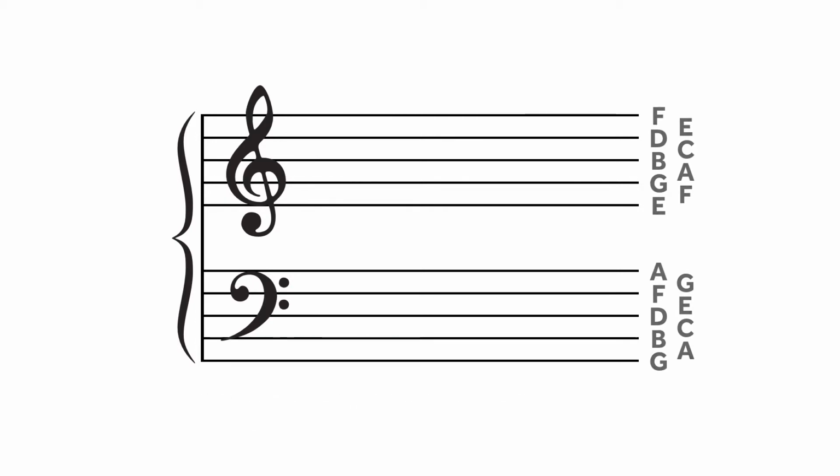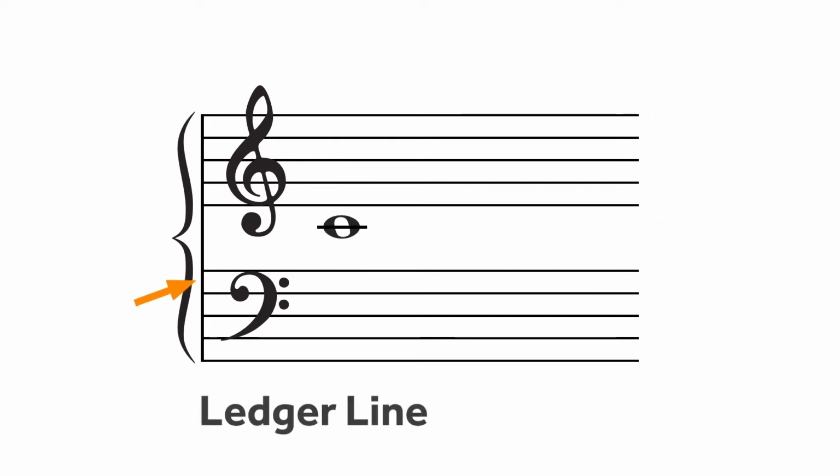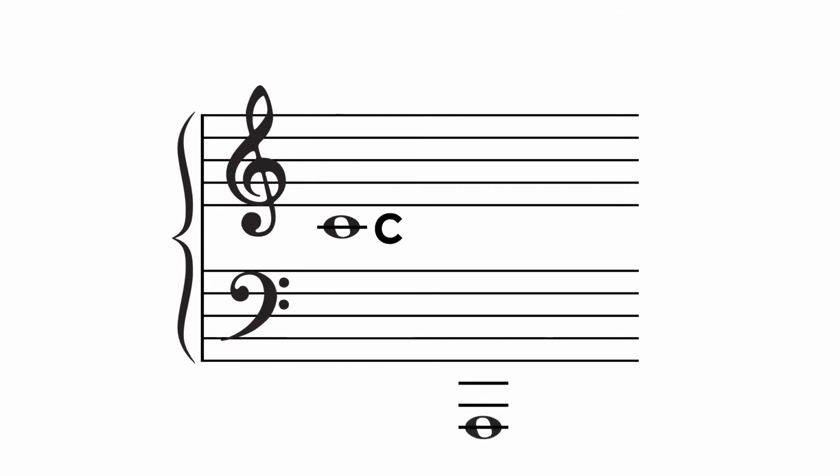Notes above or below a staff use ledger lines. These lines are a continuation of the staff grid. In between the treble and bass clefs on the grand staff, there is one ledger line. The note on this ledger line is middle C, so named because it is located approximately in the center of a standard piano keyboard. The notes that exist at the upper and lower extremes of the piano keyboard may require several ledger lines.